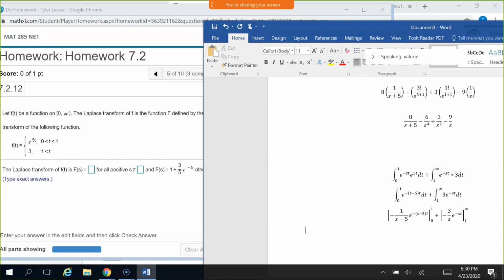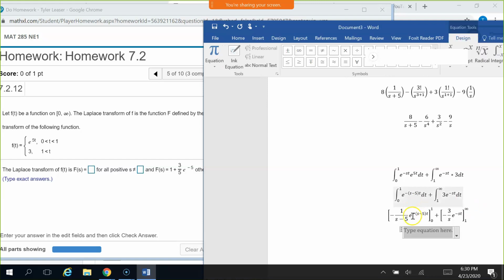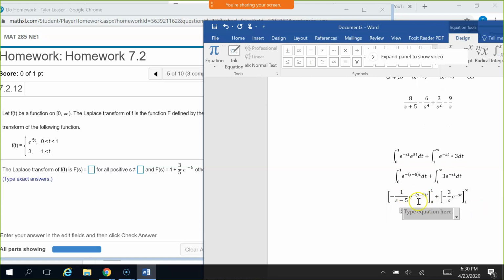All right, so then just be careful plugging the stuff in. We're going to plug 1 in for the t value of this first one, which is going to give us a negative 1 over the s minus 5. And then if I plug 1 in for the t, I end up with e to the negative s minus 5. The t is now 1. And so it's going to be that minus plugging the 0 in for the t, which is going to make the e term go away, and we're going to end up with a negative 1 over s minus 5.